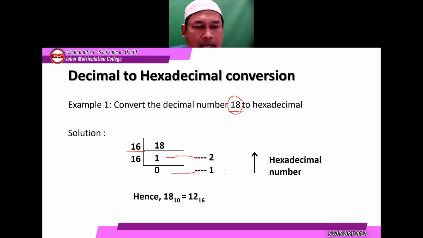So we read the hexadecimal number from bottom to upper. So 18 equals 1, 2 in hexadecimal numbers.